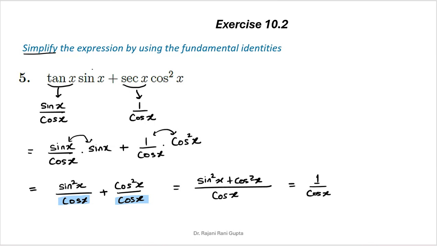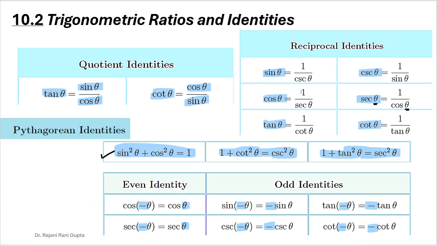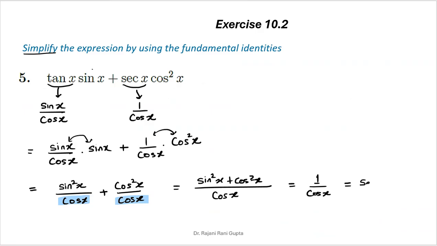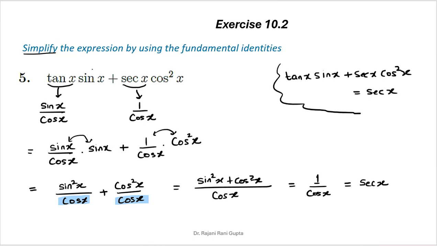Still, it's not simplified because it is 1 divided by cos x. So 1 divided by cos x, using this identity, gives you secant of x. So you can say that this expression tan x sin x plus secant x cos square x is equal to secant x. This is how you simplify. Okay, so the only thing is to use the identities wherever possible.